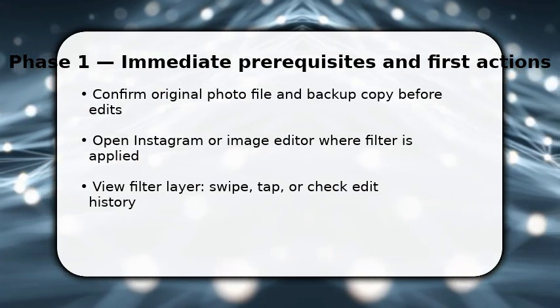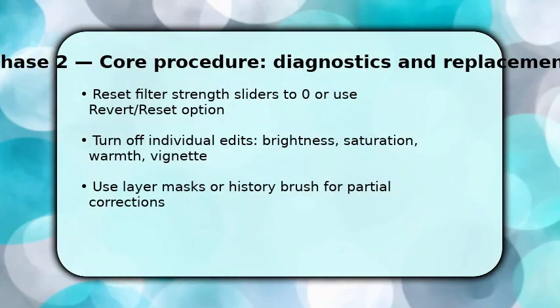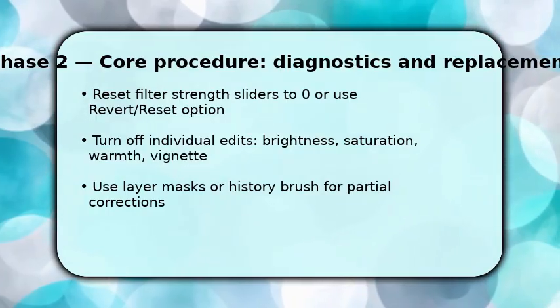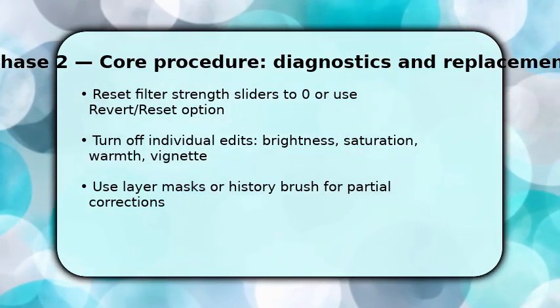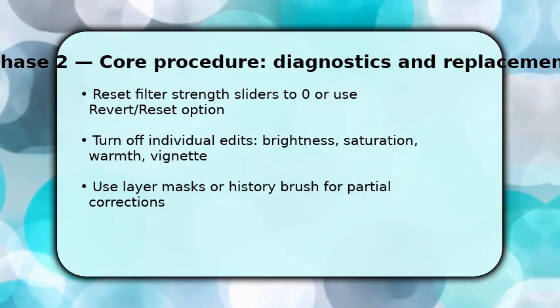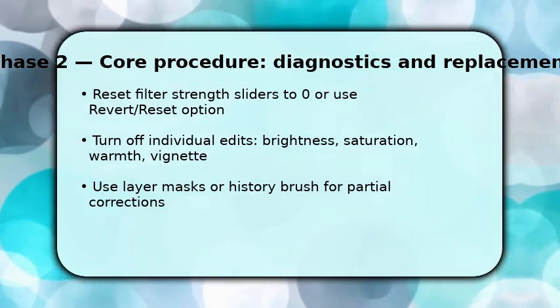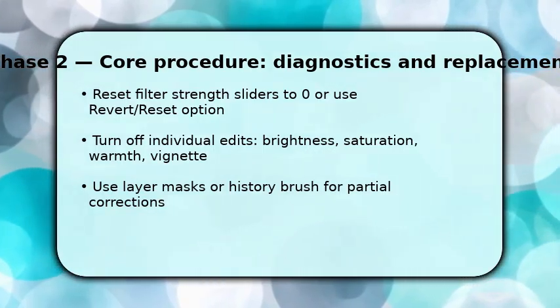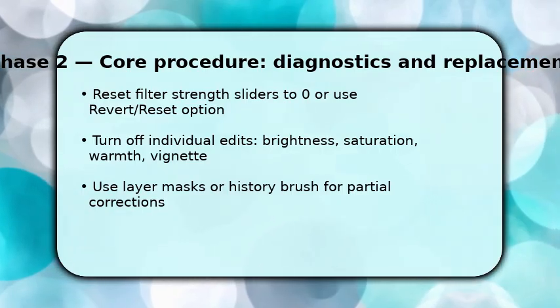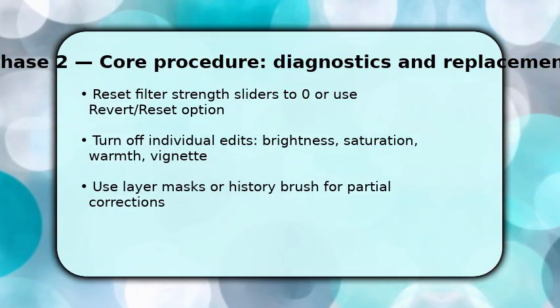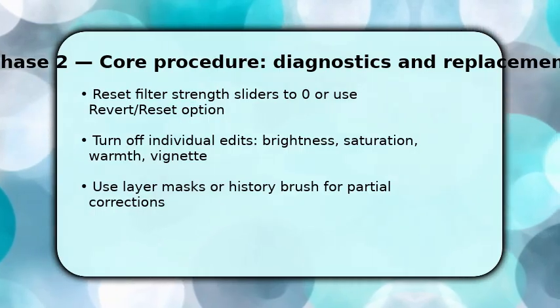Next, reduce the filter's strength and undo individual adjustments. Use the filter strength slider or a revert/reset button to drop the global effect. Then inspect brightness, saturation, warmth, vignette, and clarity. Slide each back to neutral. If the app supports layers or masks, use a history brush or mask to erase the filter only where needed.